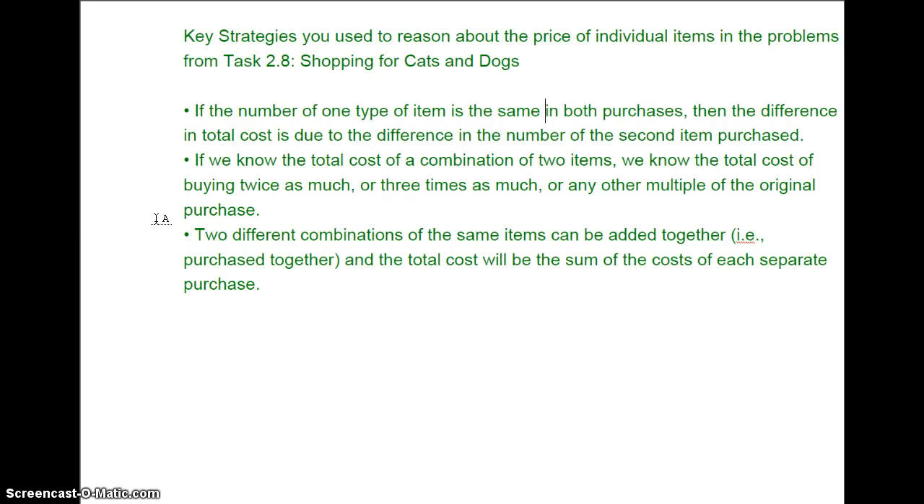We also know that two different combinations of the same items can be added together or purchased at the same time. So if I purchased 4 bags of Brutus Bites and 3 bags of Lucky Licks, and then I purchased 5 bags of Brutus Bites and 6 bags of Lucky Licks, I can add all that together or subtract it from each other. I can add it all together, and I'd have to add the costs as well. That's all it's saying. If I add those two combinations, I have to add the costs as well. And that makes sense.